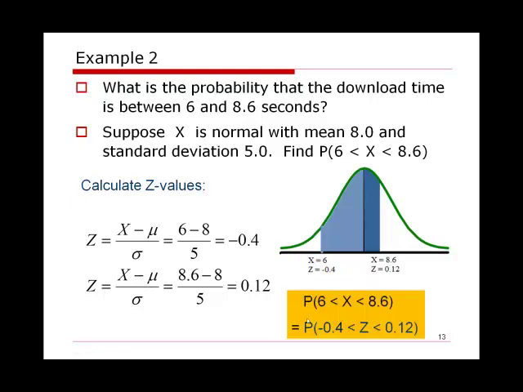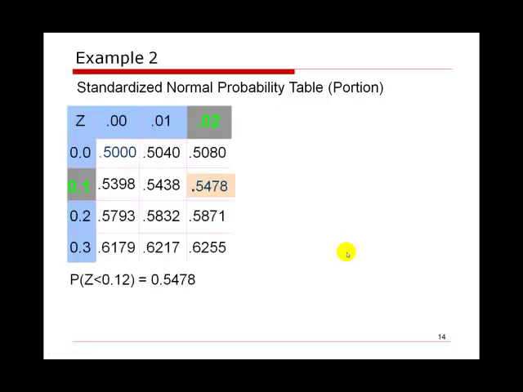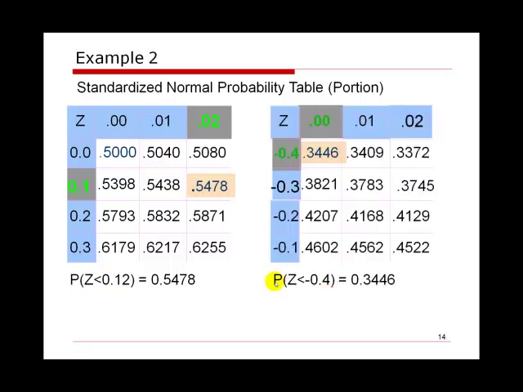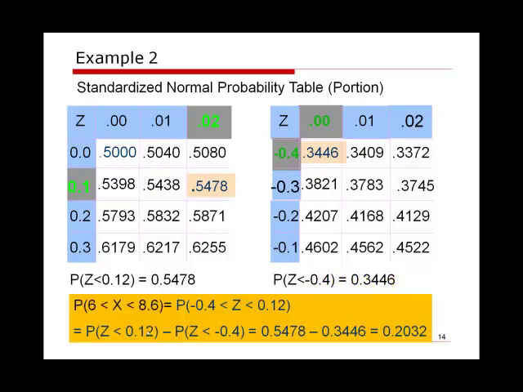Given this information, it is easy to find the result. We use a standardized normal distribution table. First, we find the probability that z is less than 0.12 equals 0.5478. Next, the probability that z is less than negative 0.4 equals 0.3446. So the probability that x is greater than 6 and less than 8.6 equals the probability z is greater than negative 0.4 and less than 0.12, which equals the probability z is less than 0.12 minus the probability z is less than negative 0.4, giving us 0.2032, which is the answer. This means the probability that the download time is between 6 seconds and 8.6 seconds is 0.2032.